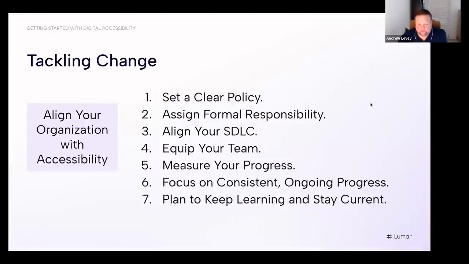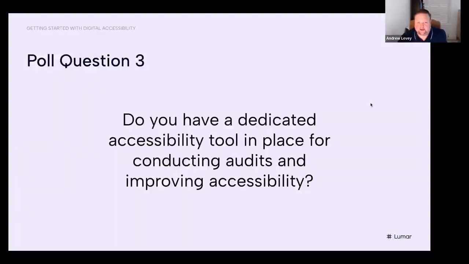Yes, as Clyde said, we have just one final poll question to wrap up before we get into the Q&A. We've had a couple of questions come in, but if you do have any others, do pop them into that Q&A box at the bottom of the screen. The third poll question asks whether or not you've got a dedicated accessibility tool in place for conducting audits and improving accessibility. So we'll get that one launched. Pretty simple answers here: yes, no, don't know again. It would be great to see whether you've got a tool in place.